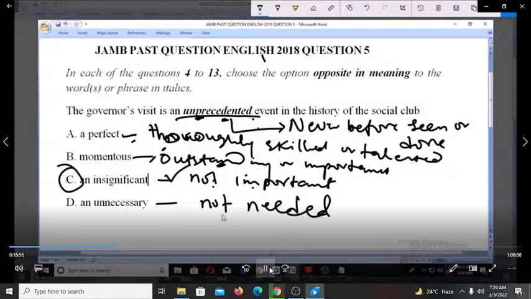This one is not needed, so it's not in the same context as being important or not important. So this one is the one that is directly opposite to unprecedented, something that has not been seen before, something that is so great that you can say it is very, very important. So option C is the right answer to this, and that's what we're picking.